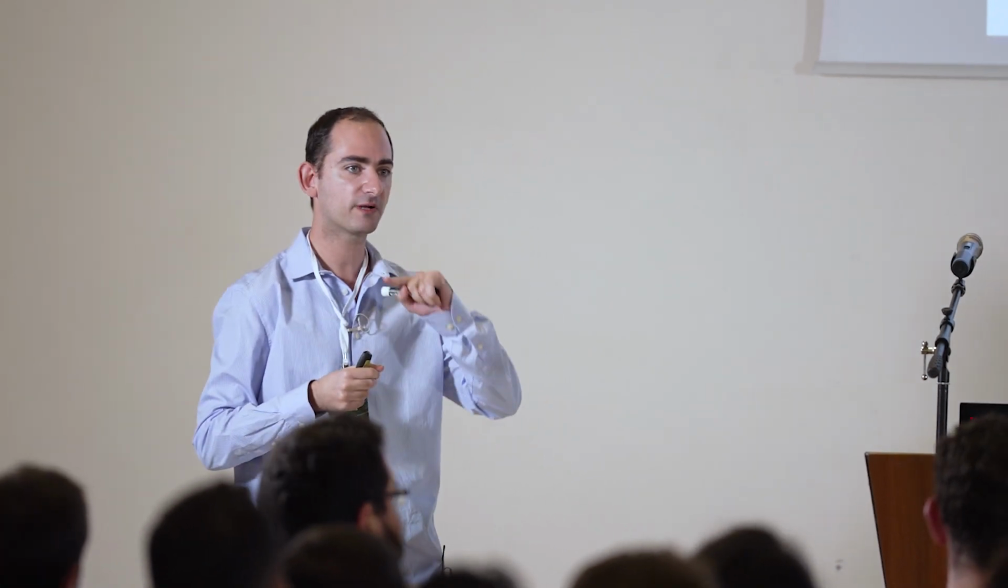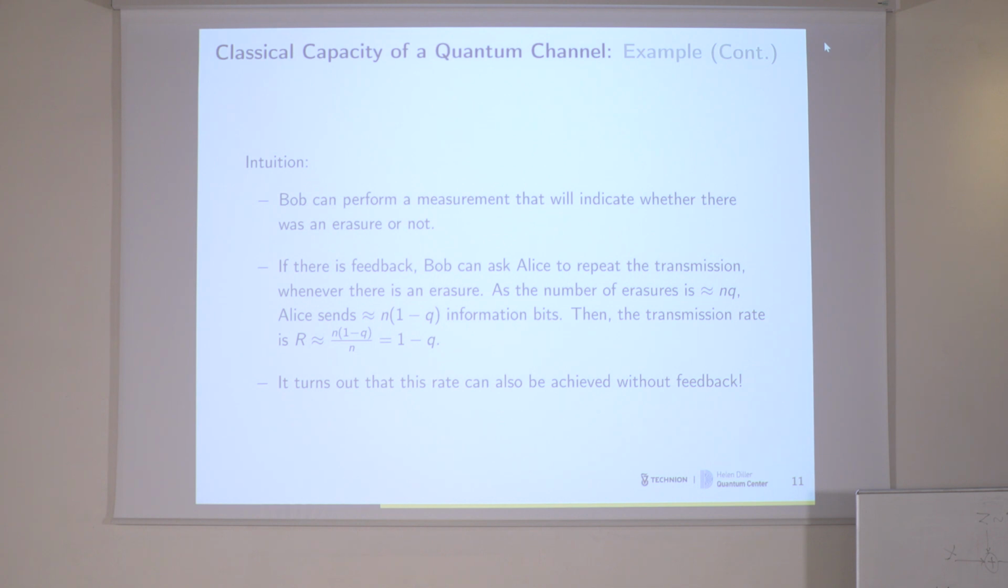It means that Bob can communicate with Alice as well. In the other direction, they have this back channel. So now, whenever Bob measures that he has an erasure, he will tell Alice, please send me the bit again. Please repeat the transmission of this bit.